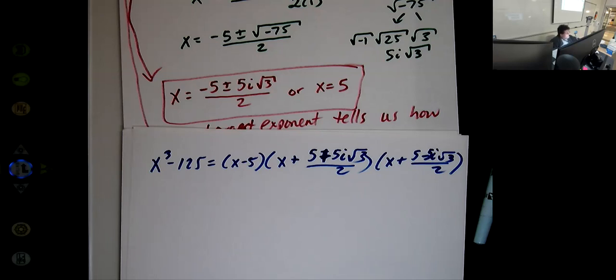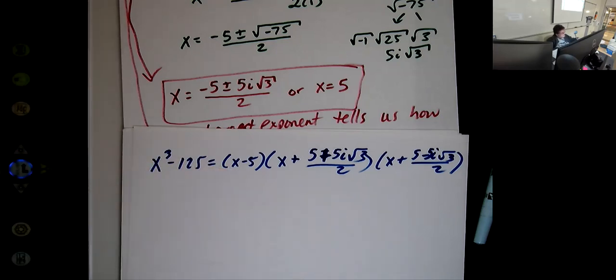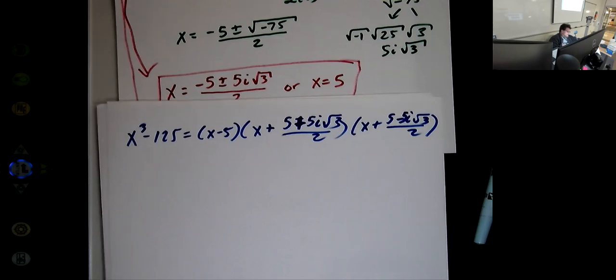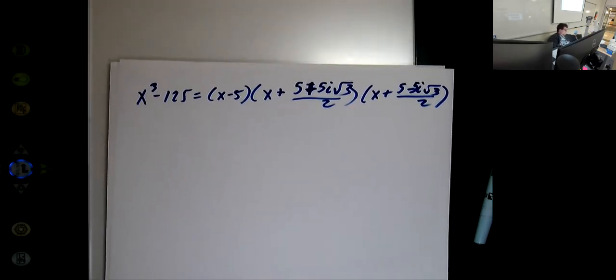In the course of this semester, we'll go into more depth. You can look at the exponent. We can have something like x to the 6th power. We'll figure out how many roots there are, how many of them are real roots, how many of them are radical roots or complex roots. That's later, way later.